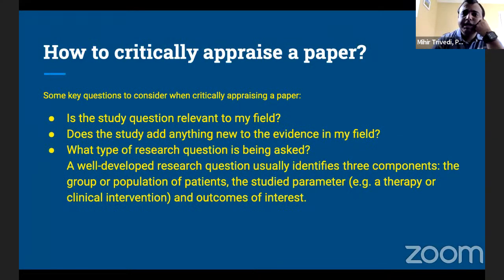So how do we critically appraise a paper? Some key questions to consider when critically appraising a paper. Is the study question relevant to my field? Does the study add anything new to the evidence in my field? What type of research question is being asked? A well-developed research question usually identifies 3 components: the group or population of patients, the studied parameters like, for example, therapy or clinical intervention, and outcomes of interest.